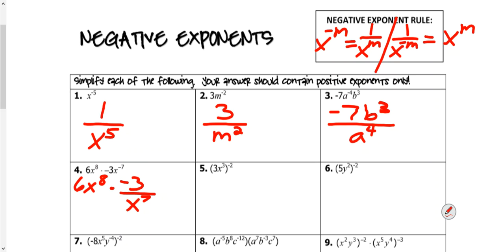Well, let's simplify this. 6 times negative 3 would be negative 18. And now let's look at this. We have x to the 8th power being divided by x to the 7th. We just learned about dividing monomials, and we learned that when we divide monomials, you subtract the exponents. So x to the 8th minus x to the 7th would give us x to the first power. We don't need to write it to the first power, so it would just be x. So our final answer is just negative 18x.